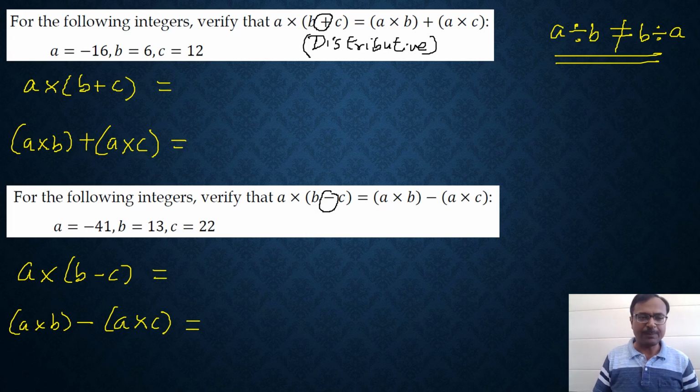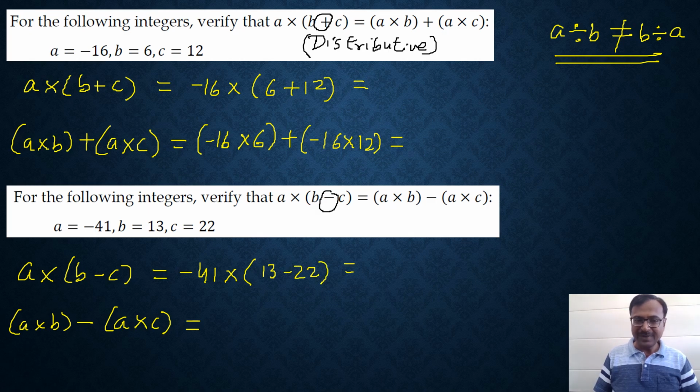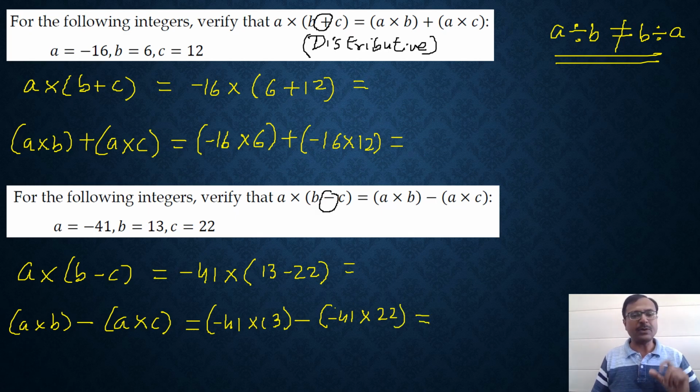So let's put the values now. A is minus 16 times B is 6 and C is 12. So 6 plus 12. And in the second part, A is minus 16 times B is 6 plus A is minus 16 times C is 12. So we'll do all these calculations. Likewise, if you see the next question, A is minus 41 times 13 minus 22. And in the second part, minus 41 times 13 minus 41 times 22. So we need to carry out all these calculations now.